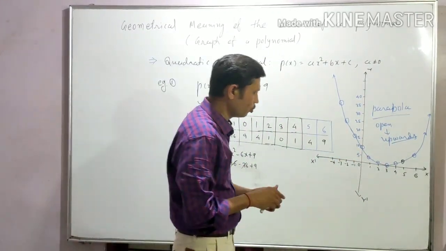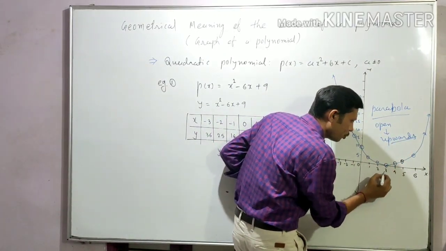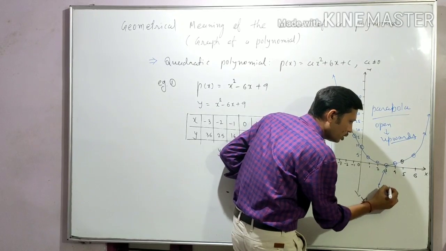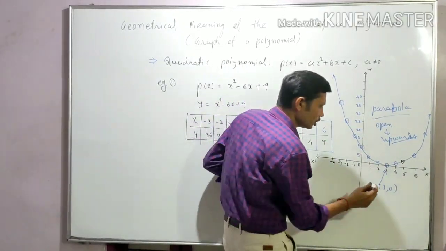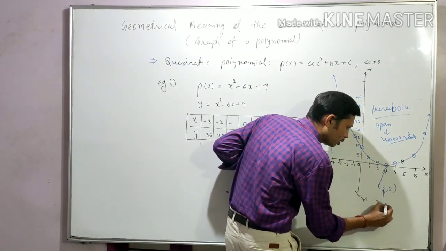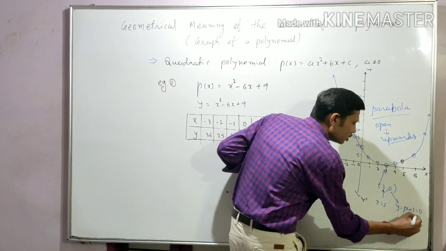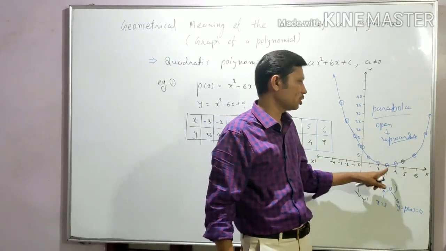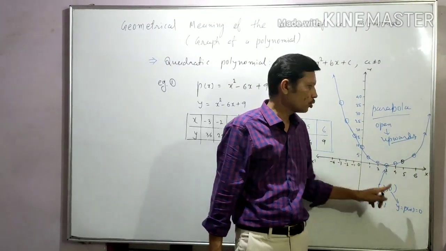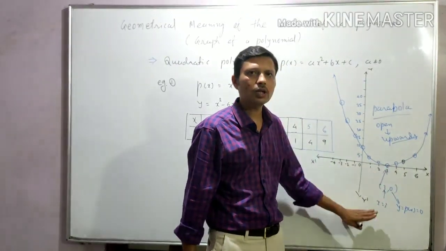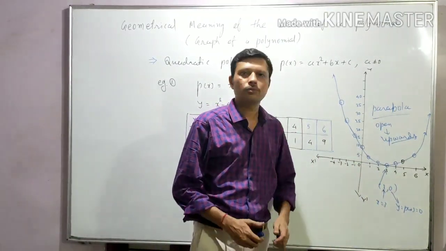And here the most important point: see, this graph intersects the x-axis at which point? 3, 0. The x coordinate is 3 and the y coordinate is 0. So the value of x is 3, and the value of y, that is p of x, is 0. So at this point our polynomial value is 0. So the zero of the polynomial is 3. That means in this case we get the one zero.